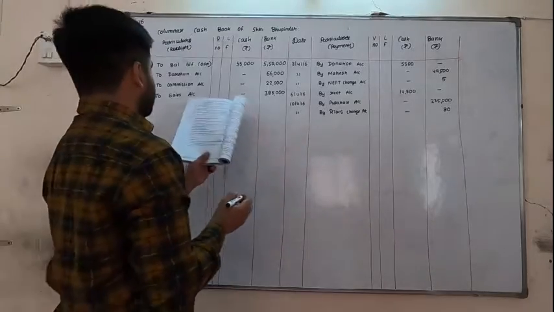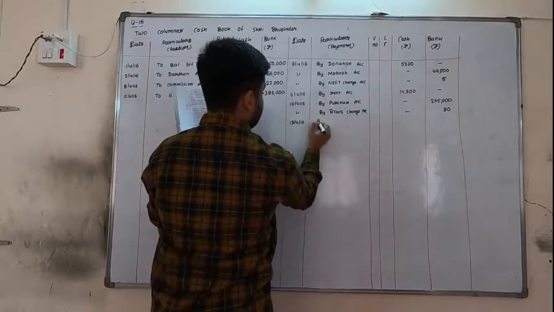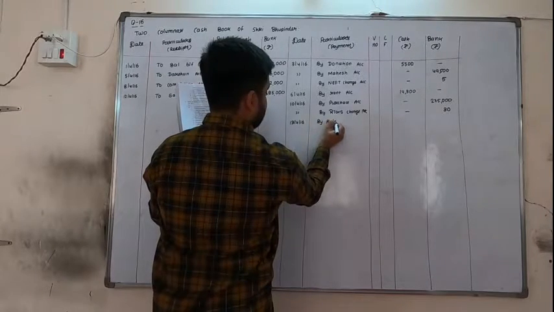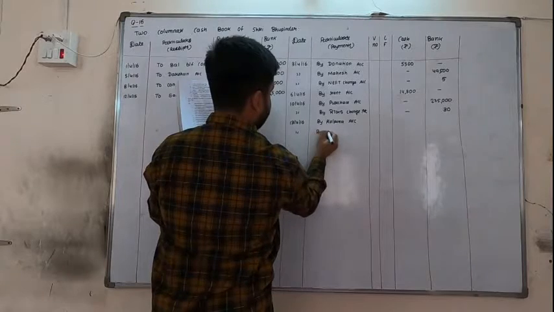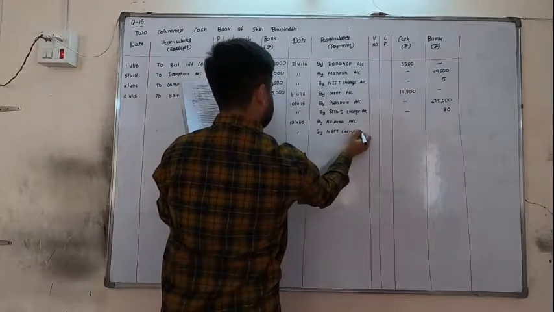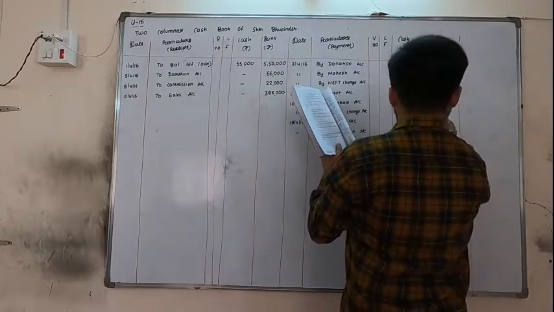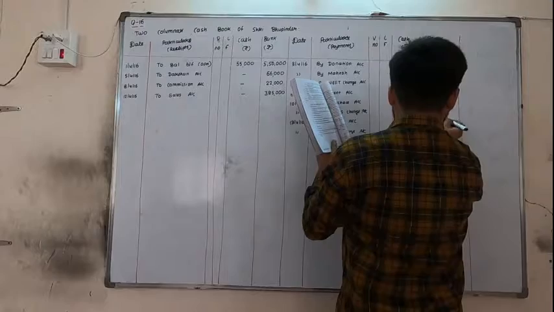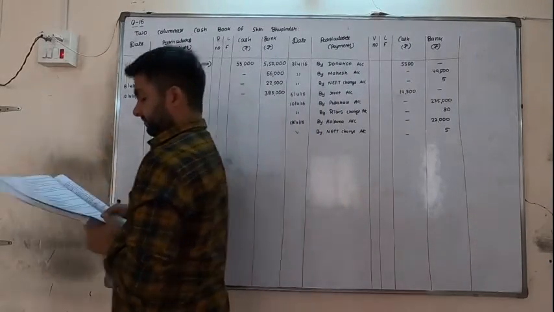Bank is the giver, so on credit side 13,460 by Kalpana account by NEFT charge account, both will be in bank, 22,005 rupees.